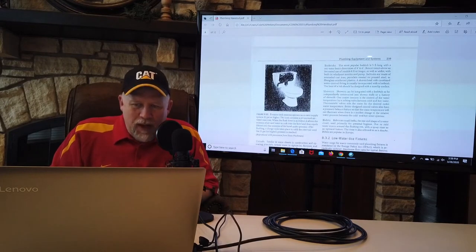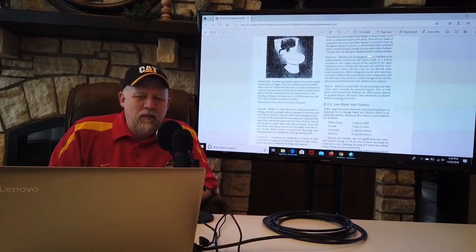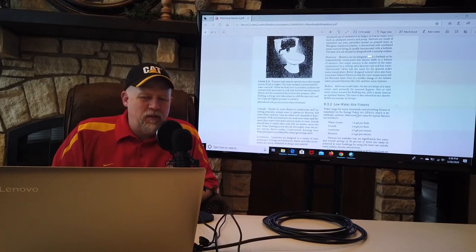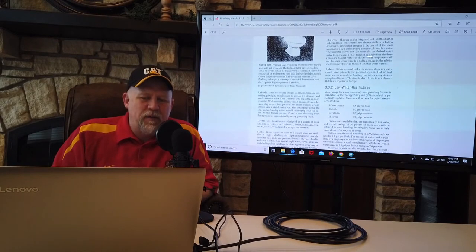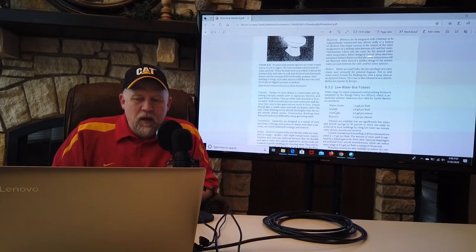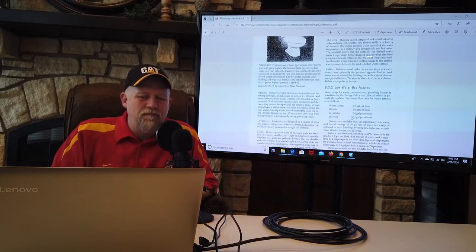There on page 239, see where it says low water use fixtures? Right, and it talks about the Energy Policy Act, which gives us the maximum amount of gallons per flush. Notice water closets, like we discussed on the last video, are 1.6 gallons per flush. That's the max allowed by code. Urinals are 1 gallon per flush. Lavatories are 2 gallons per minute, so that's a flow rate, and showers are 2.2.